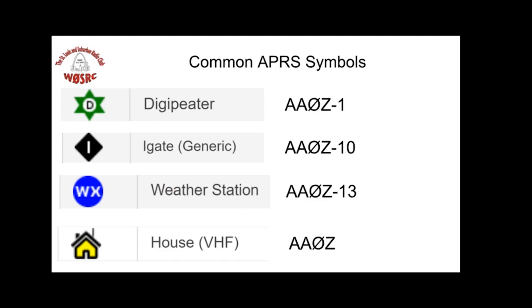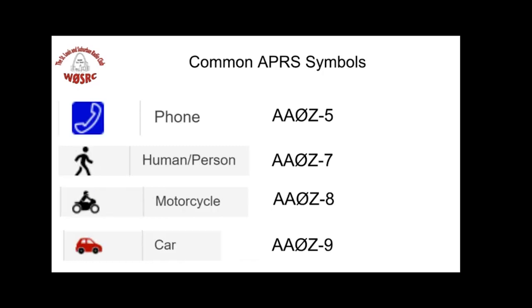I'd like a ranch-style house, please. Digipeater, the one with the D in it. iGate, the one with the I in it. Weather station, WX. Your house, make it a house. Your phone, make it a phone. Human, your -7, make it a person. Your motorcycle, maybe -8, make it a motorcycle. -9, make it a car. I solved it for you. You don't have to deal with anything else. Oh, what symbol do I use?